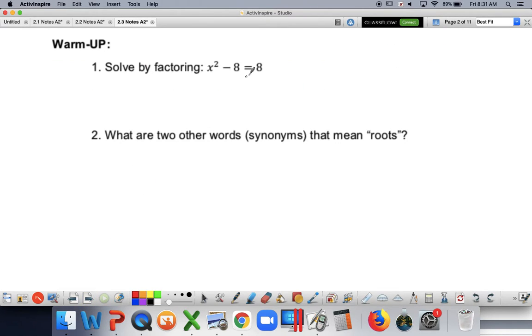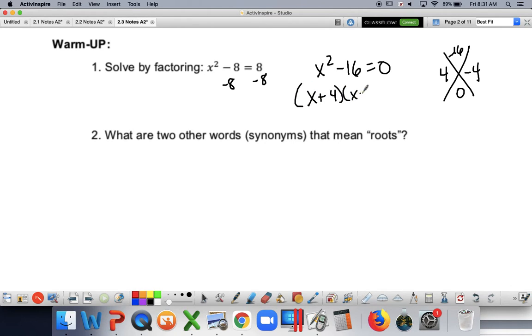First, let's remember how we solved by factoring. The first thing we have to do is set the expression equal to 0. Because I'm missing a middle term, I know that that's a 0. I'm looking for two numbers that multiply to give me negative 16 and add to give me 0. So I get 4 and negative 4. I then set each of my factors equal to 0 and solve, and I get my solutions right there.